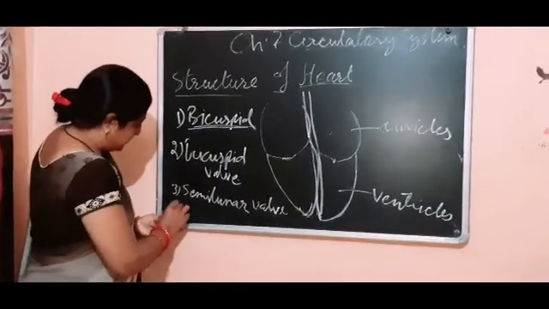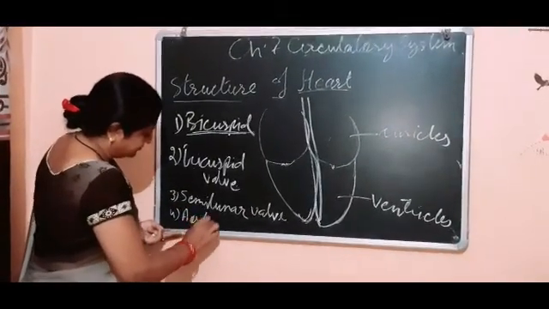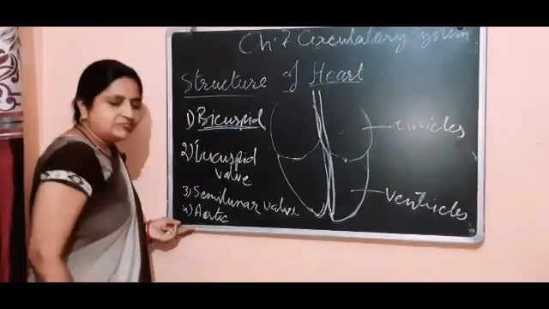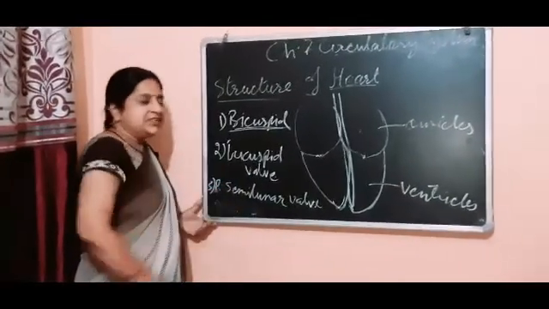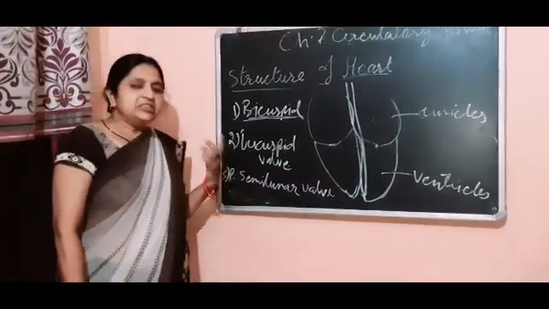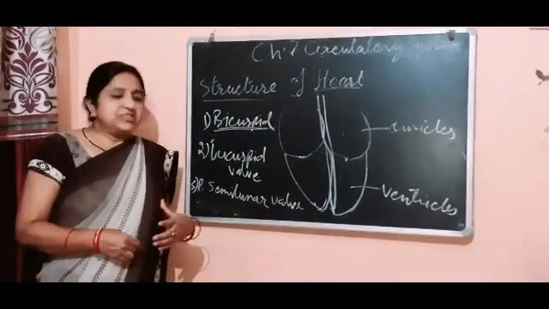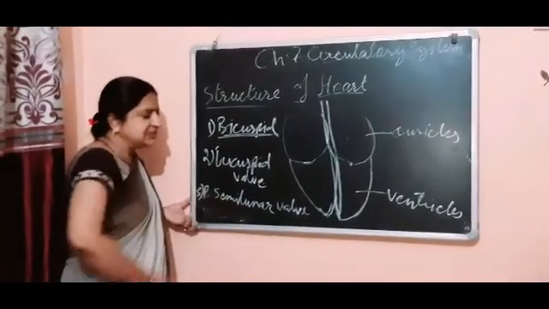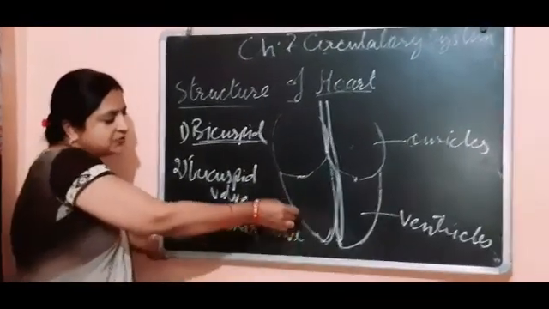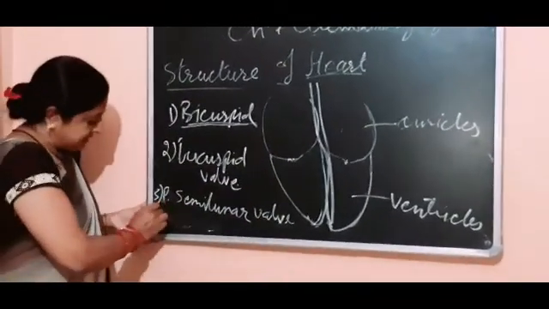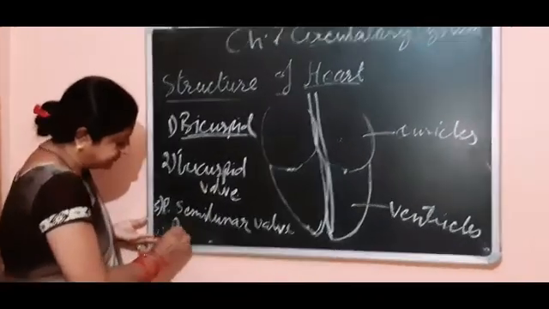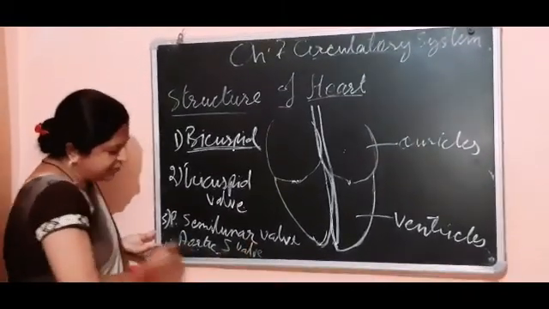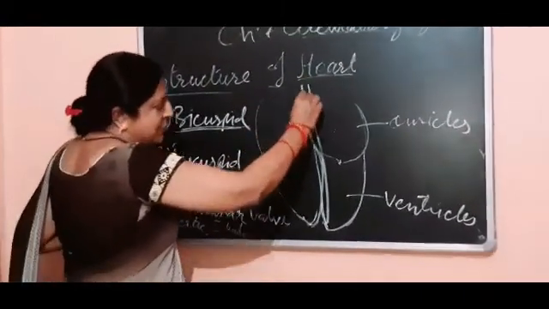Now the fourth valve is the semilunar valve, and it is present in the vessels which are leaving the heart. The first is the pulmonary semilunar valve, and it is present in the pulmonary artery which is coming out from the right ventricle. The other one is the aortic semilunar valve, and it is present in the aorta.